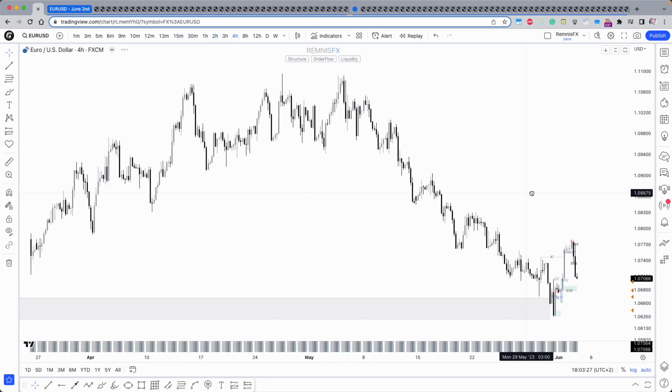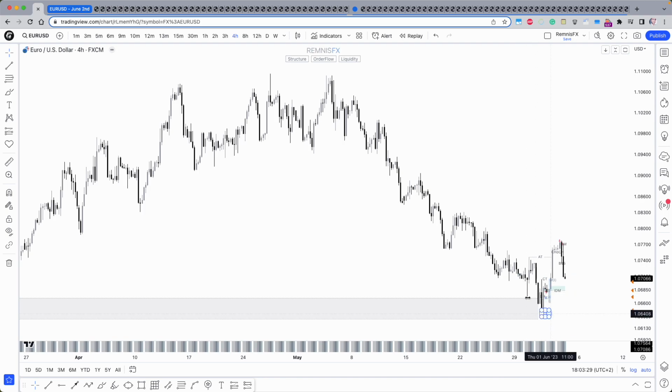4 hour here, right? So we had basically that 4-hour mitigation here. And as you can see, this was basically one impulsive move, right? From the 4-hour, corrective move, impulsive move, as in continuation, right? So that's why this here from the 4-hour is now my inducement, major inducement, right?